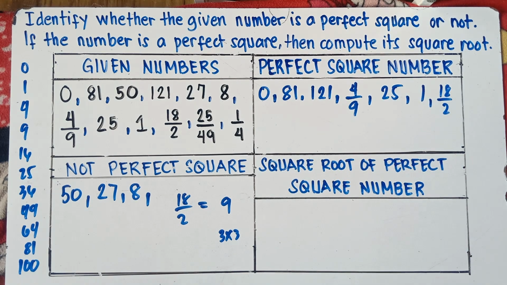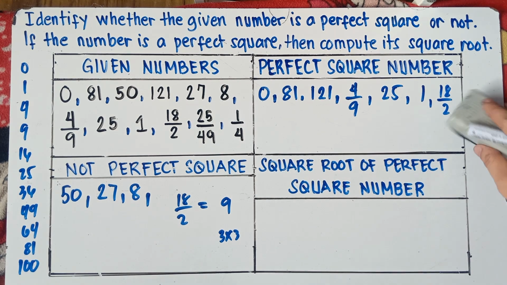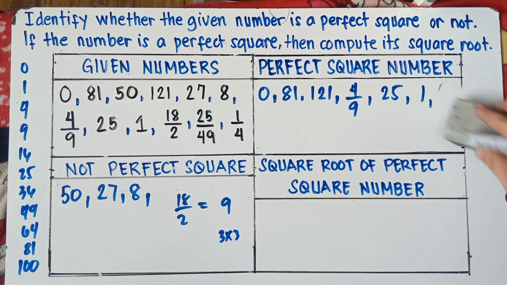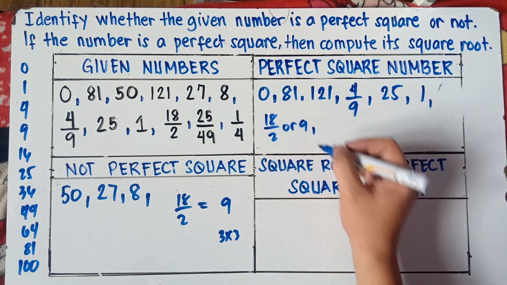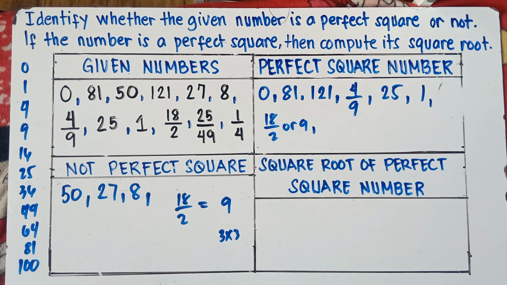Or we can write that one, class, as 9. So once again, 18 over 2, we can write this as 9. That's okay, class. 18 over 2 or 9, and it is a perfect square.